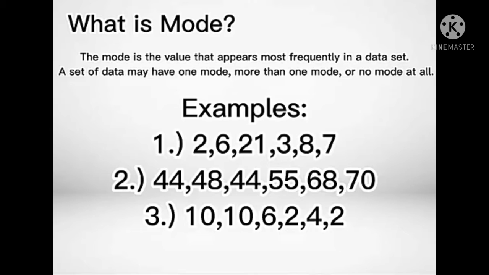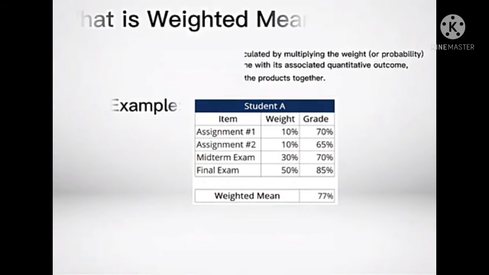The distribution is said to be unimodal. In example number 3, we have 10, 10, 6, 2, 4, and 2. The modes are 10 and 2. Since the distribution has two modes, it is said to be bimodal. If it has many, it is multimodal.